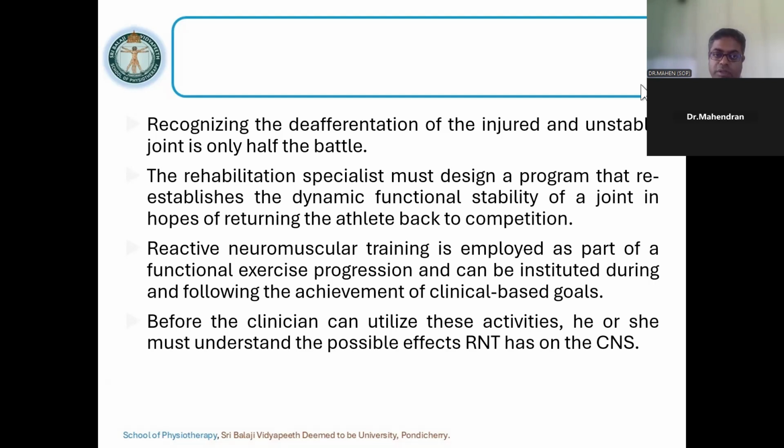Why? Because when you are training the patients using the concept of RNT, sometimes it could lead to fatigue.